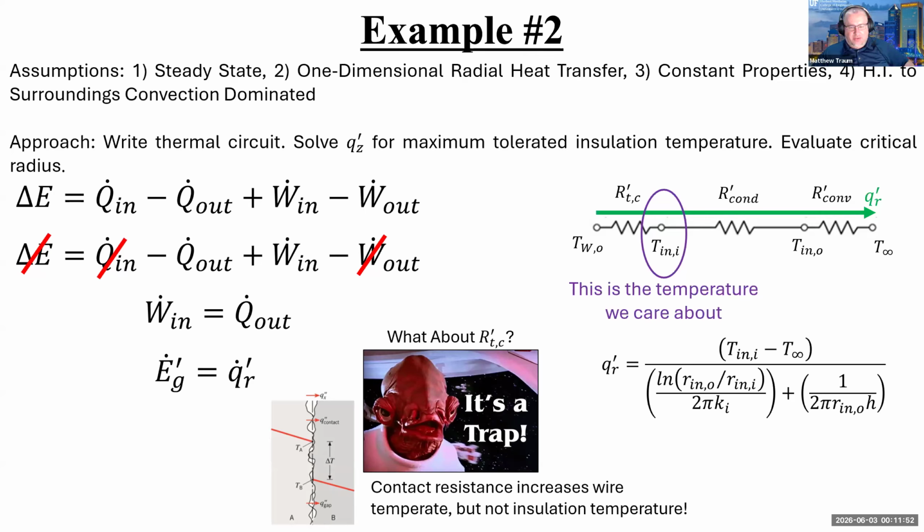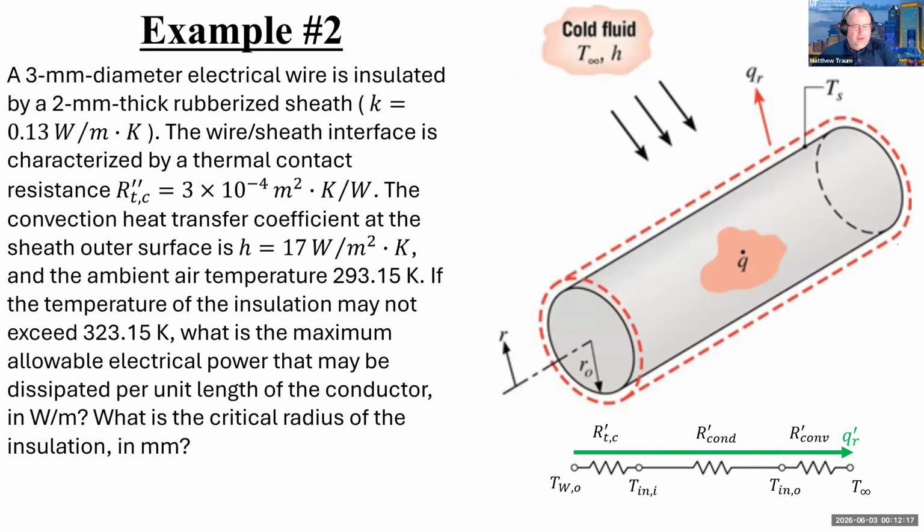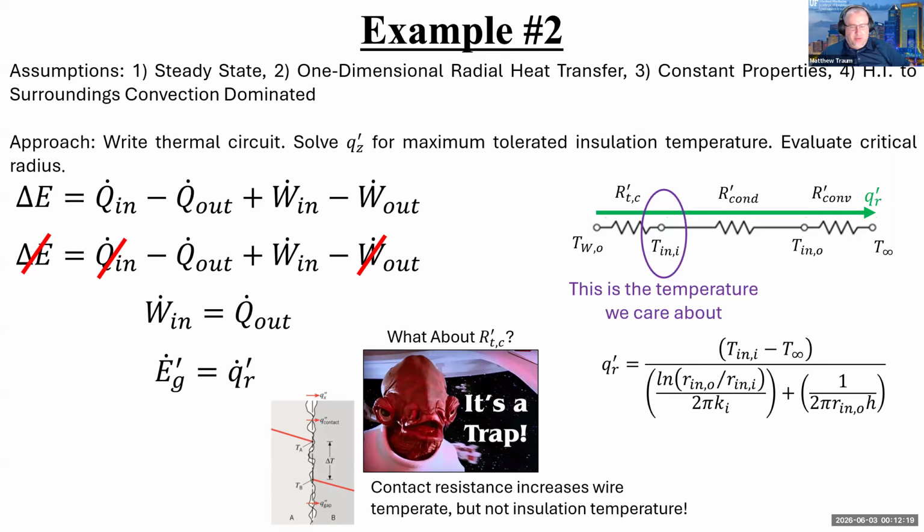Okay, so we've now got this expression and we have to figure out the temperature that the insulation will tolerate, right? So this is the temperature that we care about. It's the temperature of the insulation on the internal surface of the insulation in reasonable contact with the outer surface of the wire. So this is the temperature we care about. This is what we want to solve for to make sure that this does not exceed 50 Celsius or 323.15 Kelvin, right? So this is the temperature we care about.